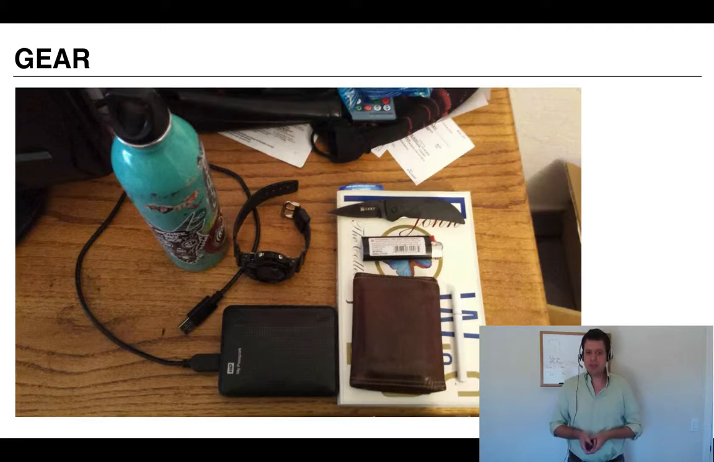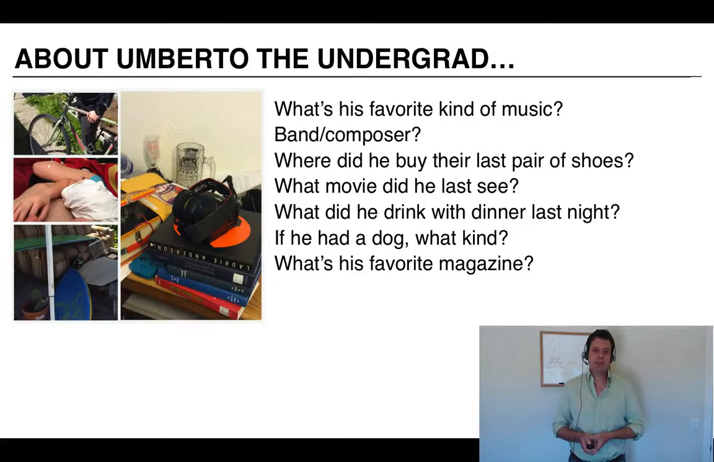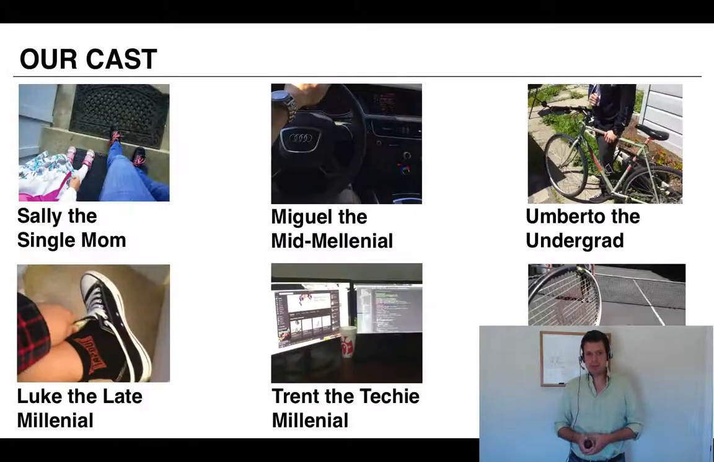These are the things he carries around with him. So a lighter, a book, a wallet, a USB drive where his projects are on, a bottle of water, and his watch. And if he had 3 extra hours, he'd work on an art project. That's what he's really into. An example of that is what you see here. So here are the questions, same questions about Umberto the undergrad. I'm gonna pause, and then I'm gonna move on.